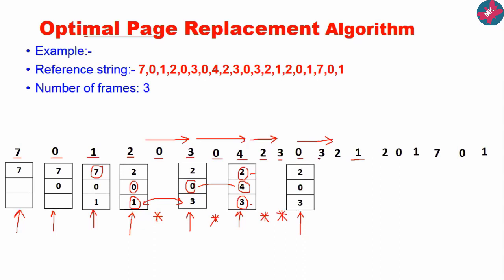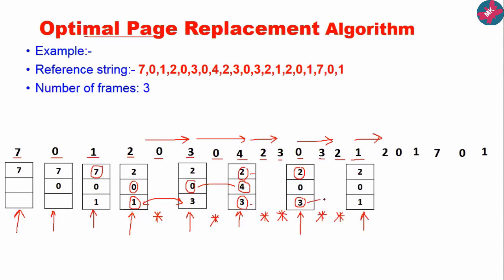Now consider next 3 is there. So 3, yes, it is present in main memory. So page hit. Then 2, again this is present. So page hit. 1 is not there in main memory. So this will be page fault. Now we require to replace some page. So again look forward here. So 2 will be required, 0 will be required. So I need to replace this 3. So this 3 will be replaced by 1.